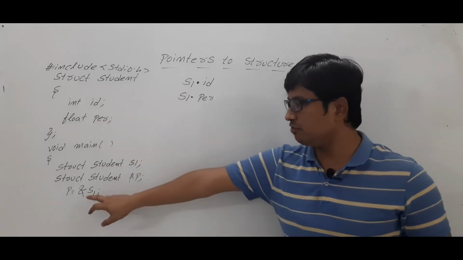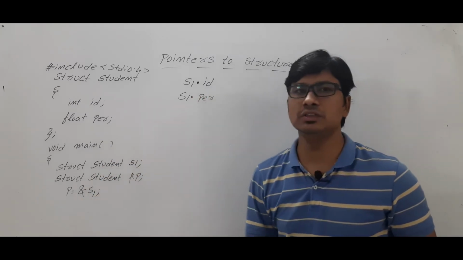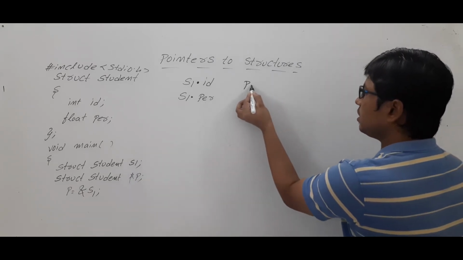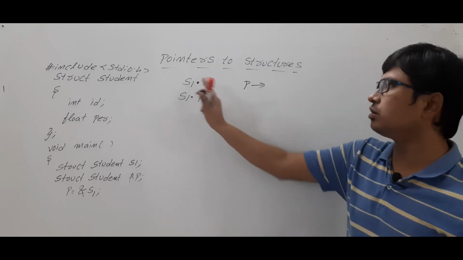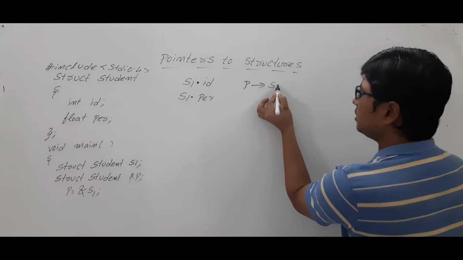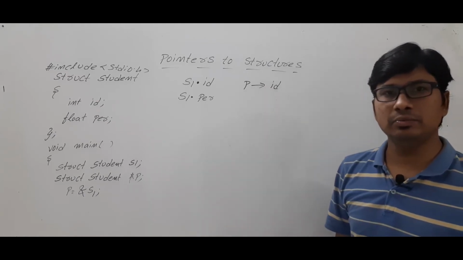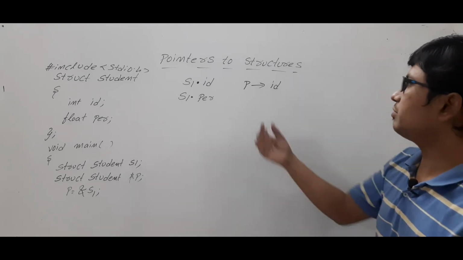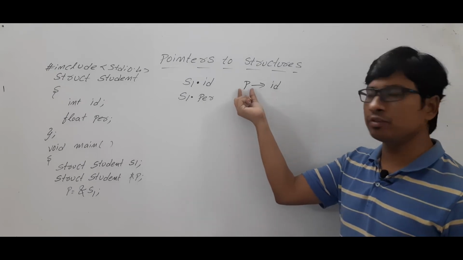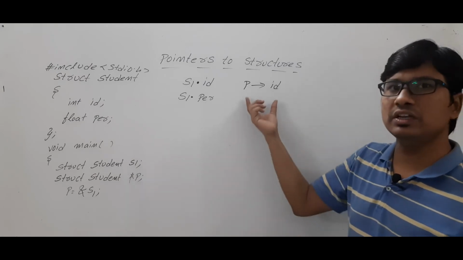Now if I want to access the same values of id and percentage using the pointer p, then how can I access them? I can use the arrow operator. Instead of the dot operator, I can use the arrow operator, and then I can write the member as id. Are you able to understand it or not? So this is the way I can write p->id, where p is the name of the pointer, arrow, and then id is the member name. Is it clear? So this will give the value.